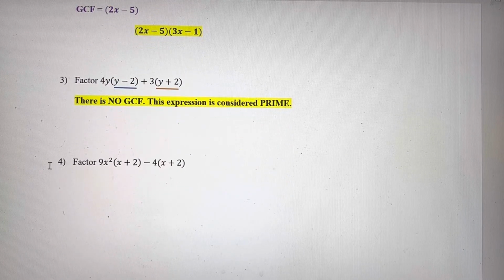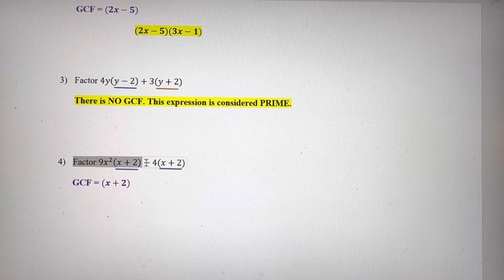And finally, number 4. One of the things you're going to see in the future is that we can factor this 9x squared minus 4, but for now, we're just focusing on the GCF. So x plus 2, they have the binomial in common. That's my GCF. If I divide this term by x plus 2, I'm left with 9x squared. If I divide this term by x plus 2, I'm left with minus 4. So my factors are x plus 2 and 9x squared minus 4.